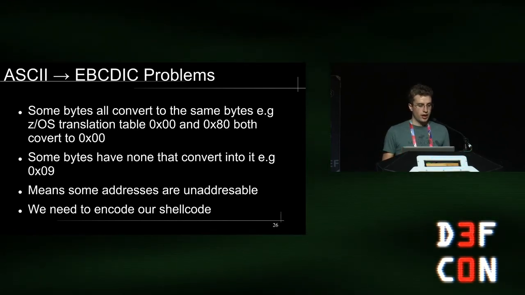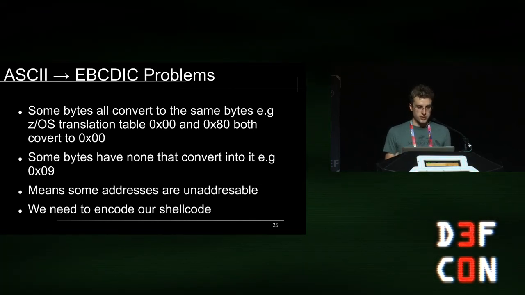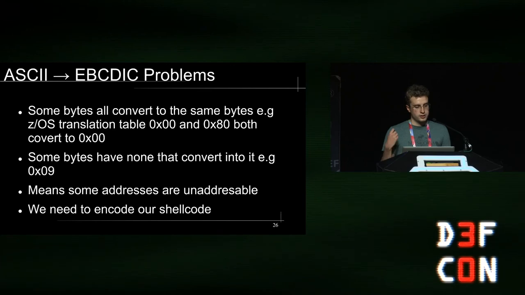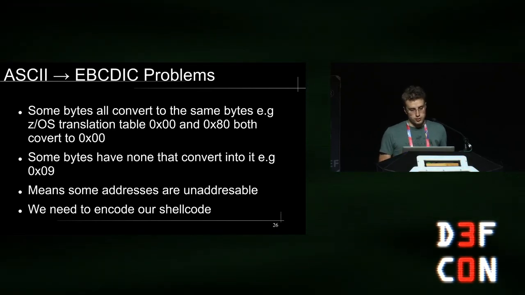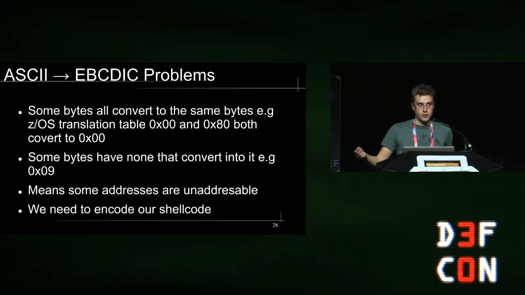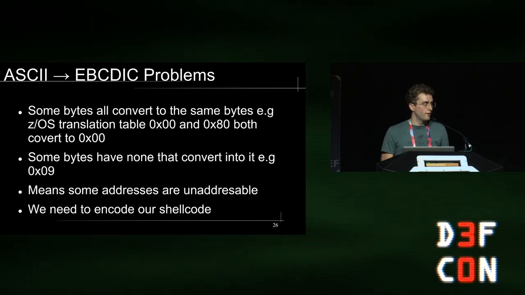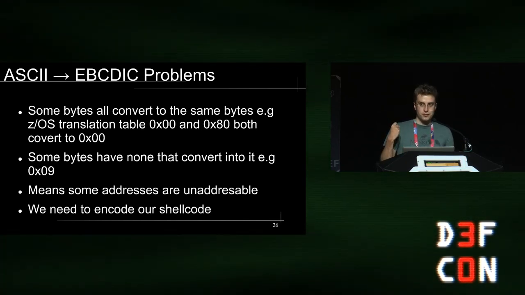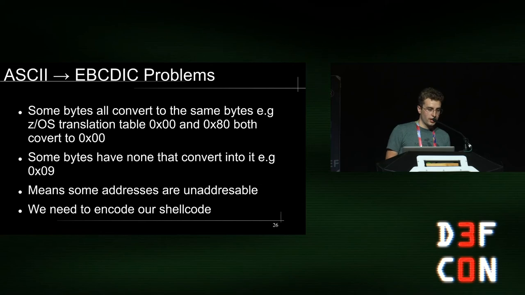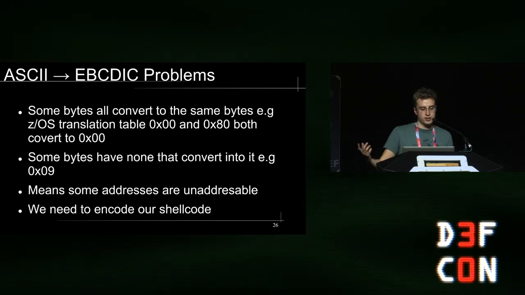Some bytes will both convert down to the same byte. For example, on the default IBM z/OS translation table, 00 and 80 both convert to 00. But what's more annoying is that there are some bytes that have nothing to convert into them. So if we needed a 09 to occur in our buffer, it's not possible. There isn't an ASCII byte that will translate to that. So it is somewhat frustrating when, even though it's vulnerable and it looks exploitable, we had to change it to 09. It means that some addresses are just unaddressable. It also means that we need to encode our shellcode so that everything translates properly.